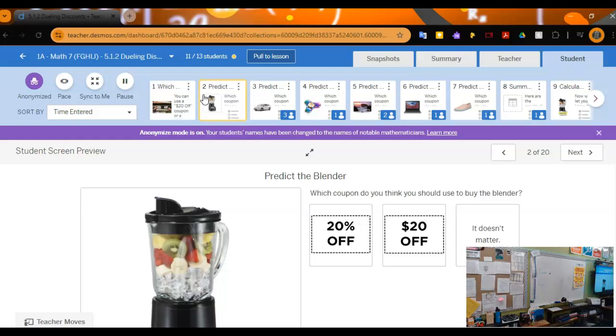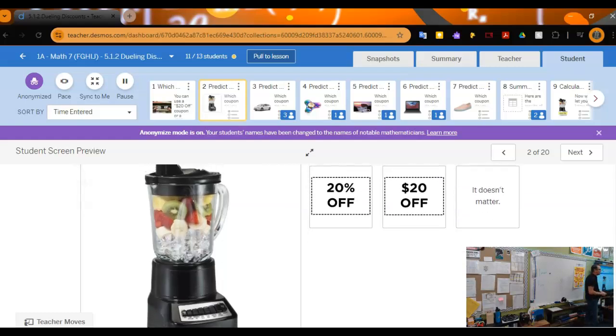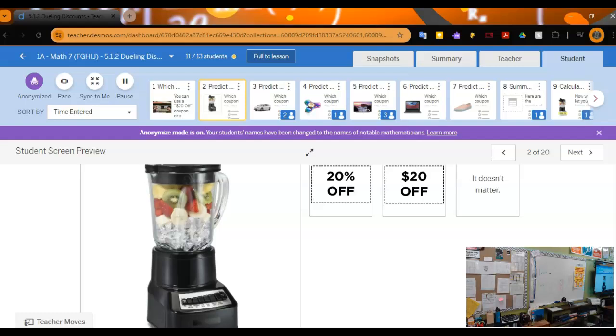All right. Jimmy, pick a card. Liam, what do you think about the blender? 20% or $20? $20. Why? Most blenders don't cost around $100, so $20 would be better. So what do you think the cost of a blender would be? Give me an estimate.